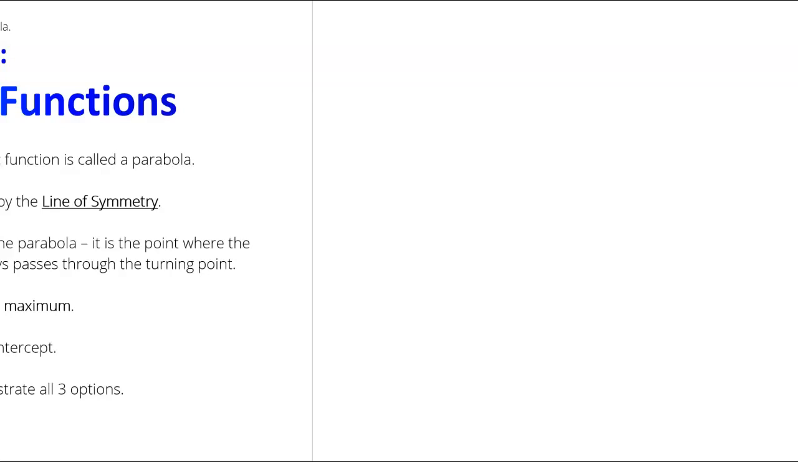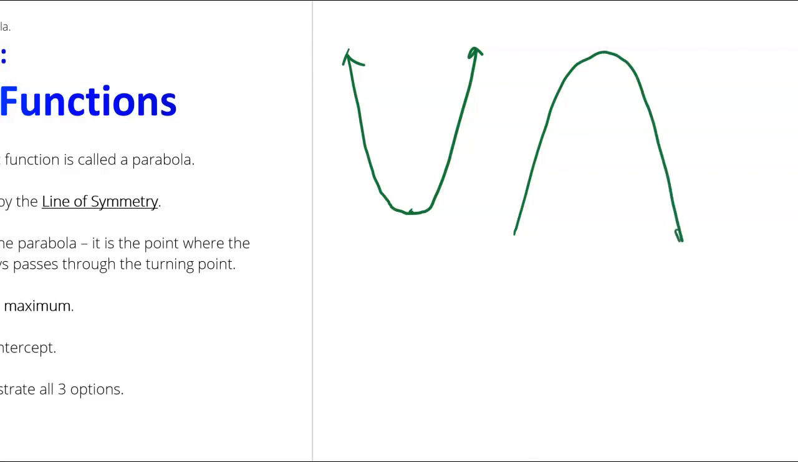The idea is that if you start up high, come down, reach the lowest point possible, then that is your minimum. And then the opposite: start low, reach the highest point possible, and then come back down. That is when we have a maximum. And then we've got a series of intercepts.